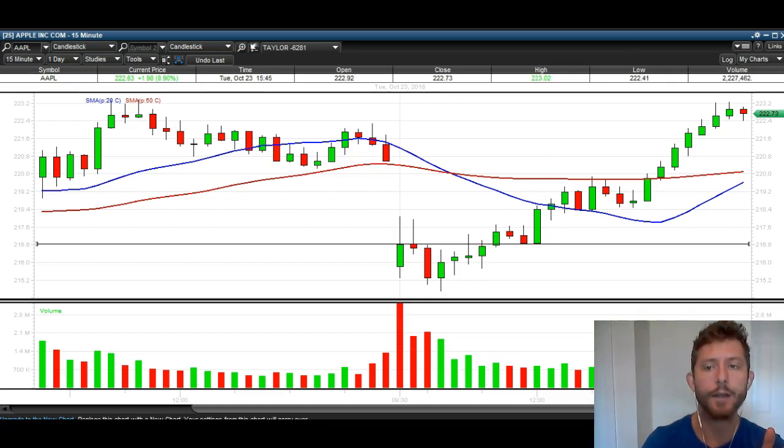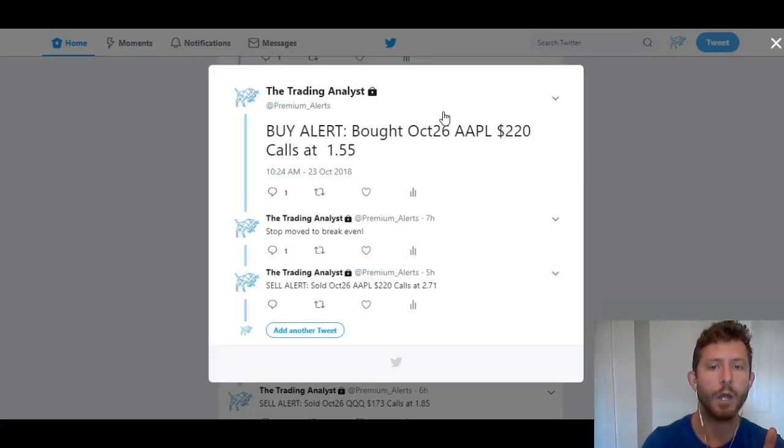We entered right there, and I'll show you this alert. We bought the October 26th Apple 220 calls at 155. This is on the private Twitter feed. But every single alert is also given via text message in real time, because we understand that most people can't sit on Twitter all day, so that's why we give the alerts via text message as well.